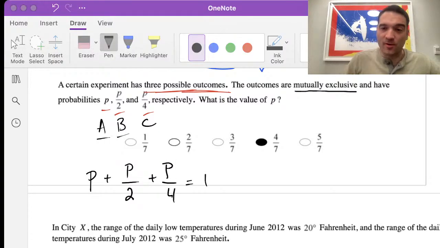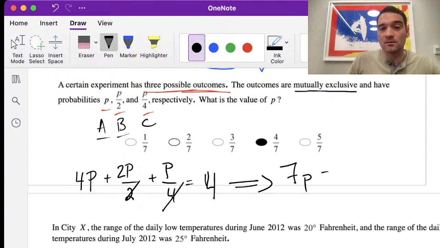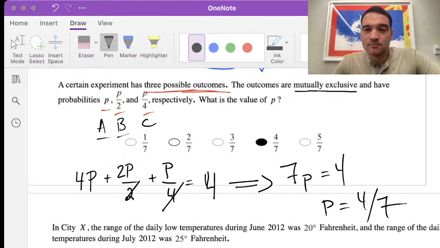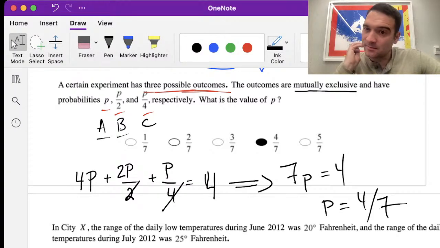And so all I have to do at this point is solve for P. I can do that by multiplying both sides by 4. So I'll do that. That becomes 2. That goes away, and that becomes 4. And then I get 4P plus 2P plus P, so 7P equals 4. P equals 4 over 7. Yep. Great. Mutual exclusivity. That's the buzzword on this one.